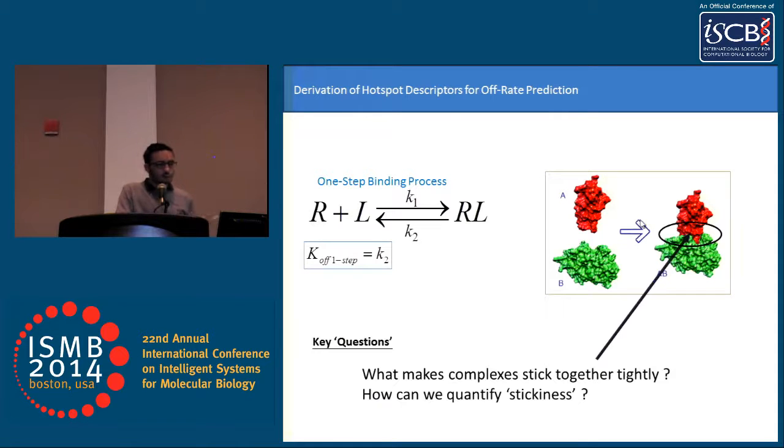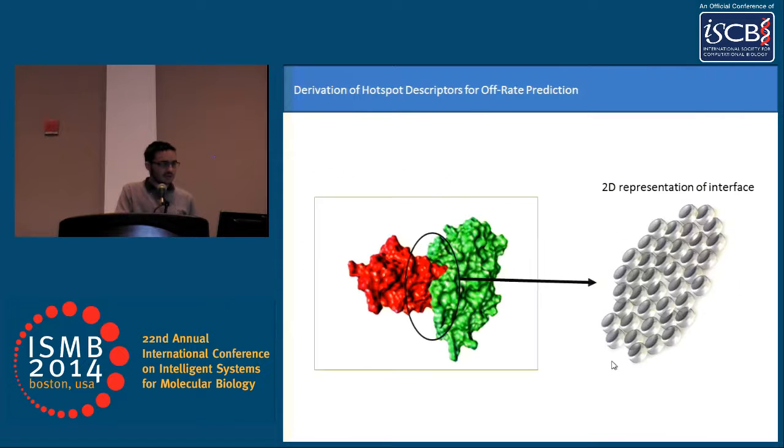So the quick question that we want to ask, a kind of naive question, is what makes complexes stick together? Remember, we want to calculate some likelihood of how easy it is to get from this bound state to the unbound state. And how can we quantify the stickiness? I will show you the way we try to do it, maybe less of a traditional way, but hopefully I'll show you that it's worth it in the end.